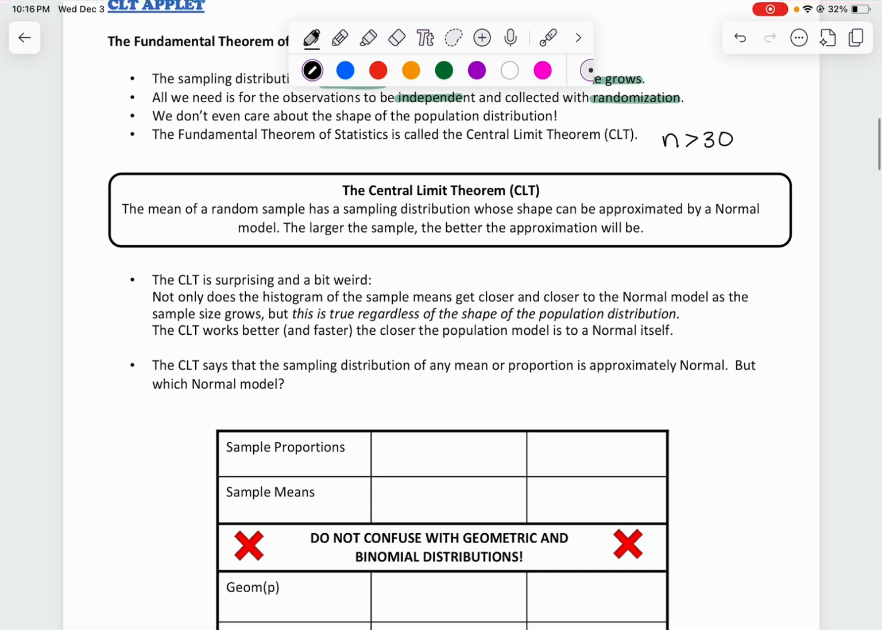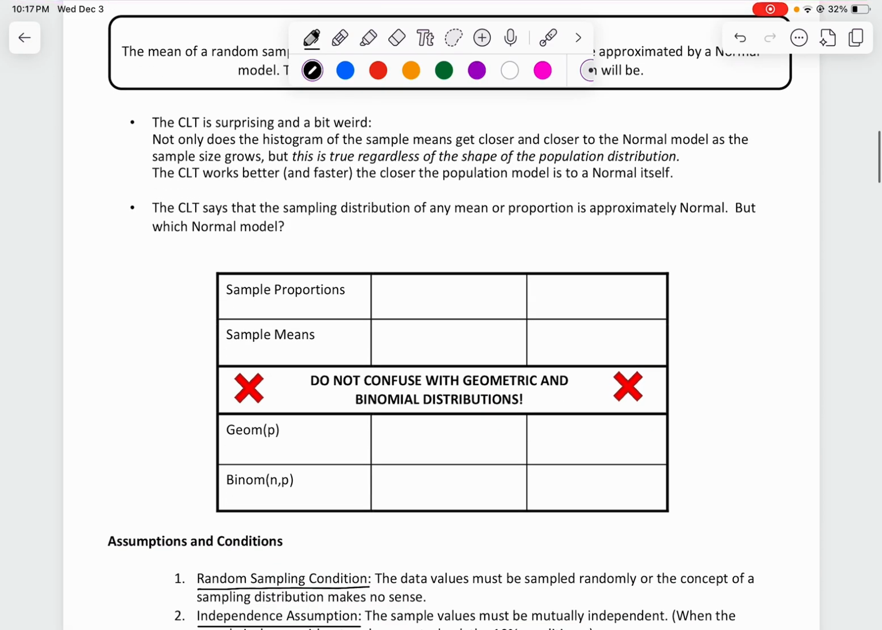So the CLT, the central limit theorem, is pretty cool. Not only does the histogram of the sample mean get closer to the normal model as the sample size grows, but it's true regardless of the shape of the population distribution, which is actually pretty cool. This is just a summary to remind you that we've been dealing with so many formulas for means and for standard deviations the last few days.